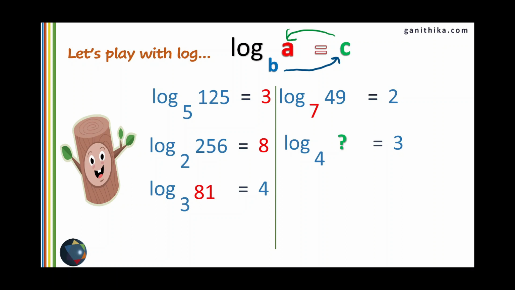Logarithm of what to the base 4 equal to 3. 4 to the power of 3 equal to question mark. Therefore, the question mark should be 64, which means logarithm of 64 to the base 4 equal to 3. In other words, when 64 is written in base 4, the power is 3.